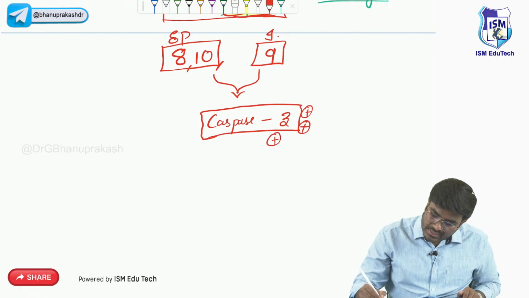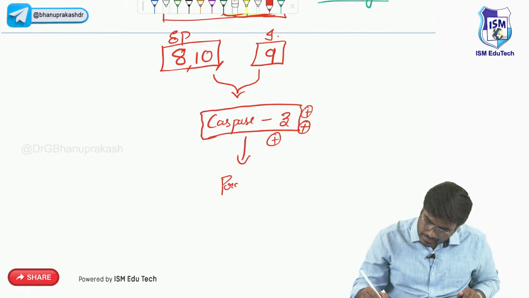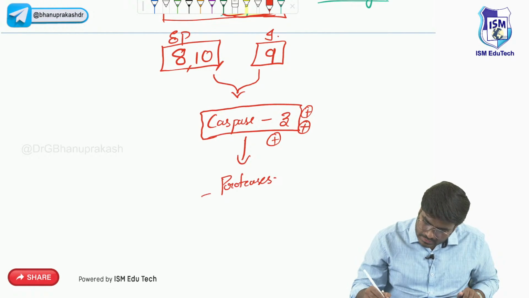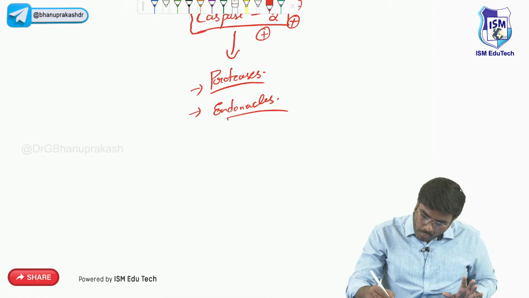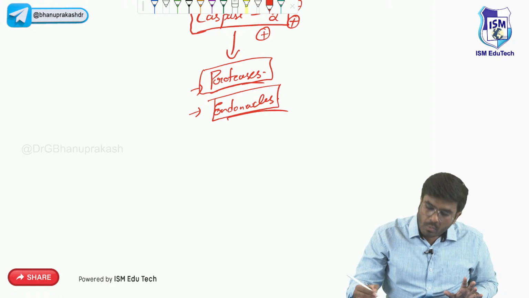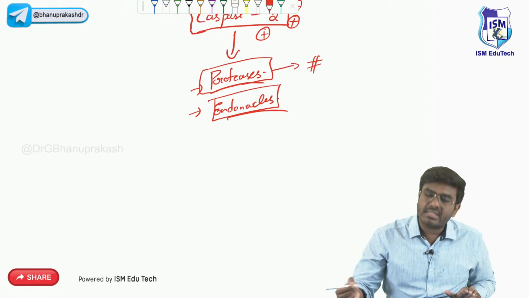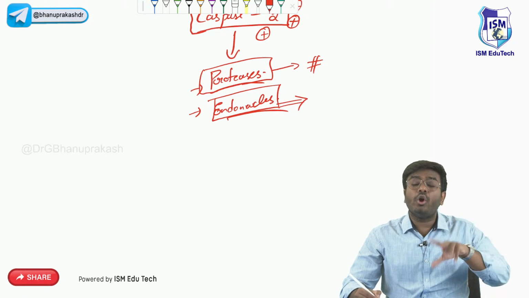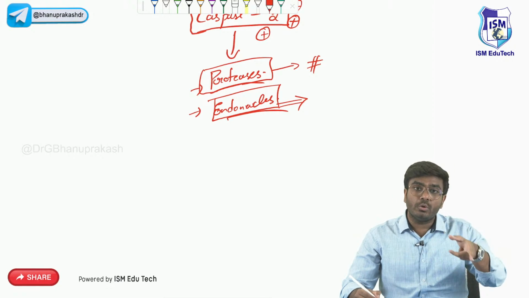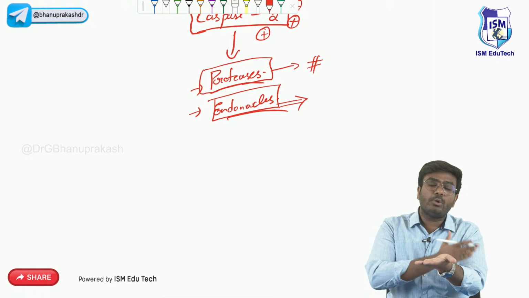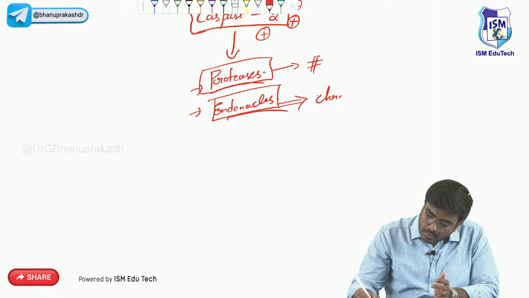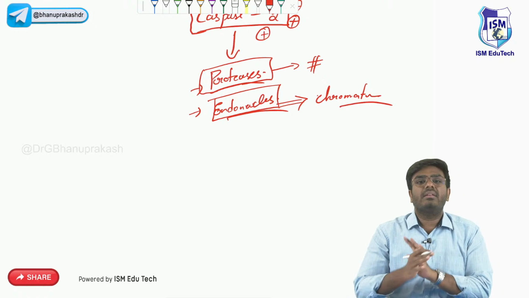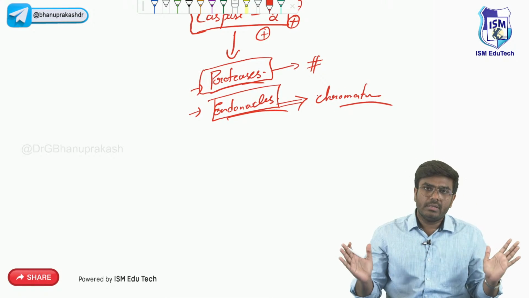It will cause the activation of proteases and endonucleases. Once the proteases and endonucleases are activated, what will happen? Proteases will destroy all the proteins inside the cell. These endonucleases will go inside the nucleus and break down the chromatin material into pieces and pieces. So endonucleases will break down the chromatin. So what will happen? Cell will be dead. Cell is absolutely dead. So this is apoptosis.